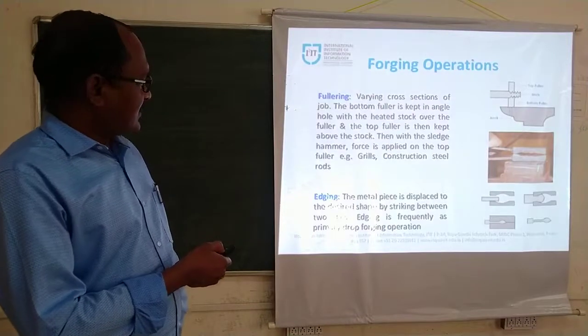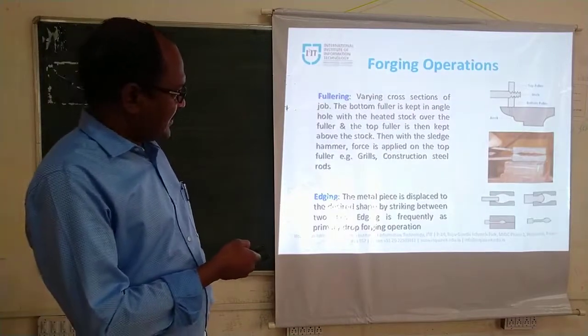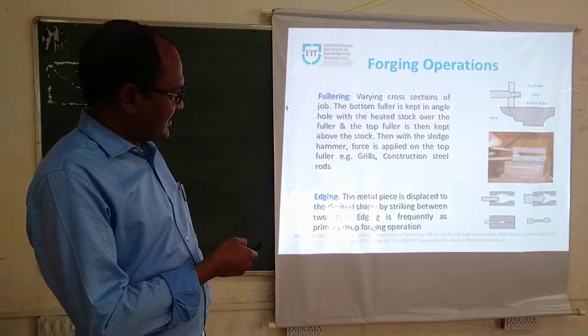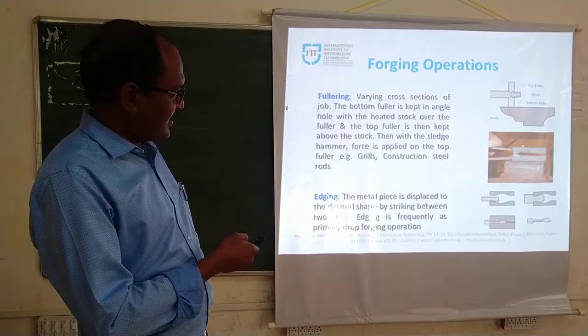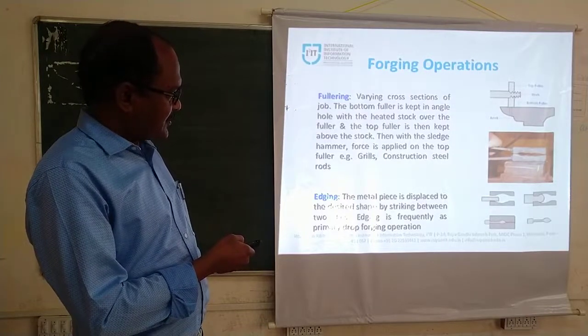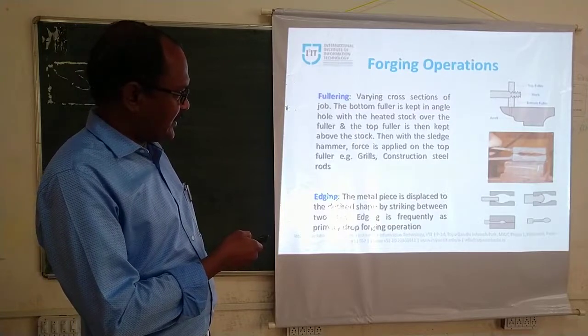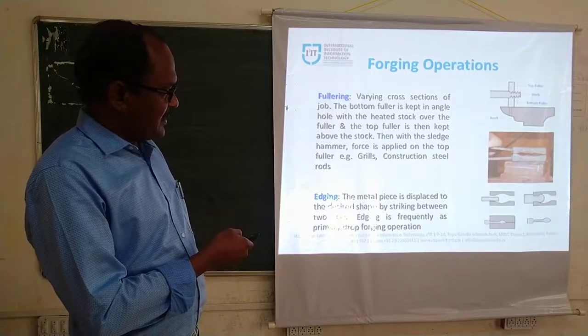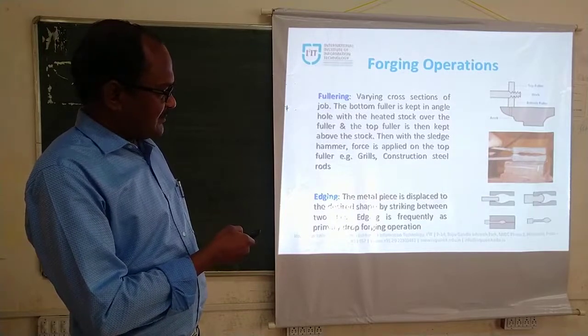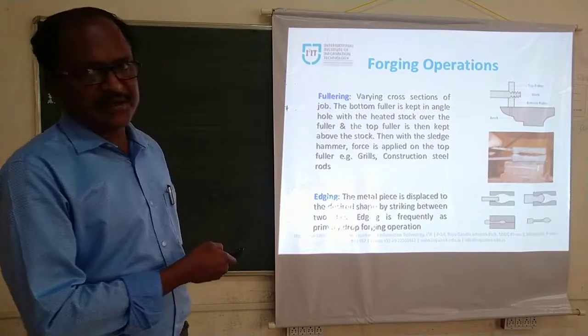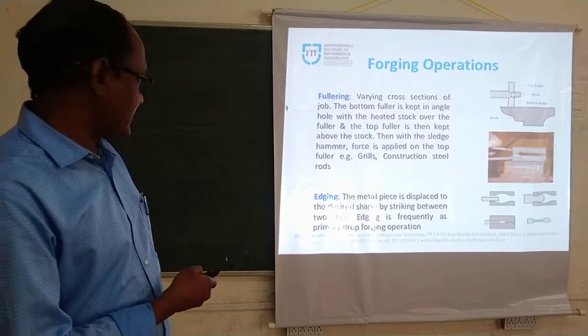So fullering, if you observe this diagram, in this case what will happen? This is the upper fuller, this is the lower fuller. In between these two you are holding the workpiece here. So in this case what will happen? The length is decreased but the cross-sectional area is increased. So that is the fullering operation.